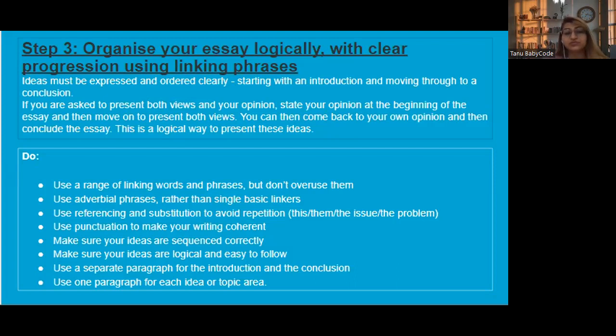Now, what are the do's and don'ts? Do use a range of linking words, connectors, cohesive devices and phrases, but do not overuse them. Use phrases rather than basic linkers. Use referencing and substitution so that you can avoid repetition. Use punctuation also to make your writing coherent. Make sure your ideas are sequenced correctly, logical and easy to follow. Use separate paragraphs for the introduction and the conclusion. Use one paragraph for each topic idea. So first is the introduction, second is body paragraph 1 for your first idea, the third paragraph is again for the next idea, and then it ends.